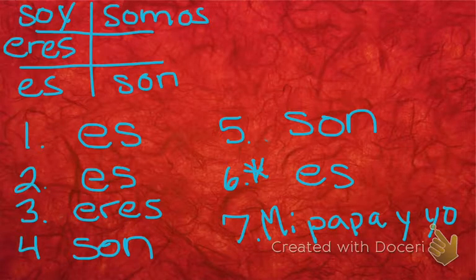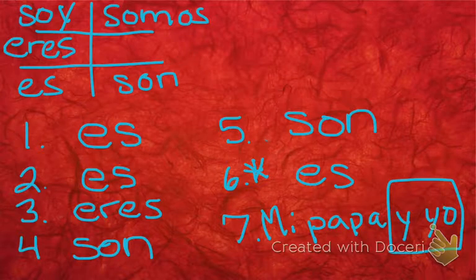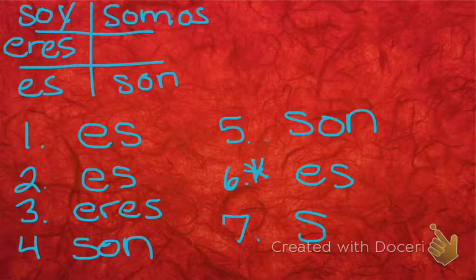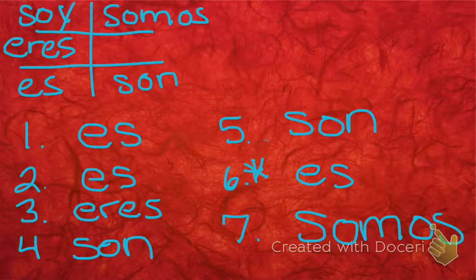Then I'm going to erase mi papá y yo. Remember, this is the clue. It includes myself. So I'm going to erase that to give myself some space. Make sure you keep it on your paper. And I'm going to write somos. And that would be mi papá y yo somos. My dad and I are. Okay, so here's your review for the verb ser. I hope you can bring to me any additional questions that you have, and we'll talk over them in class.